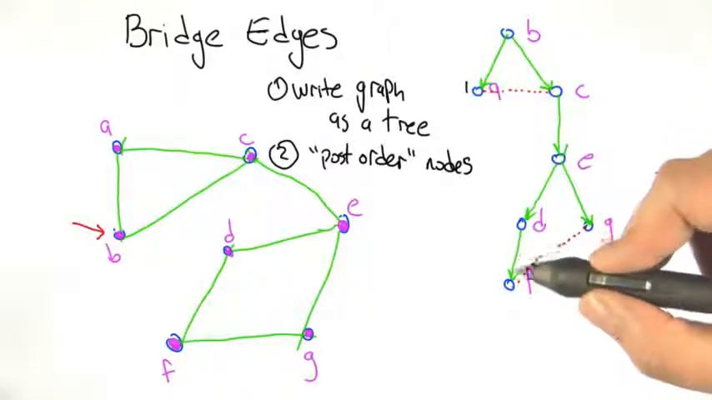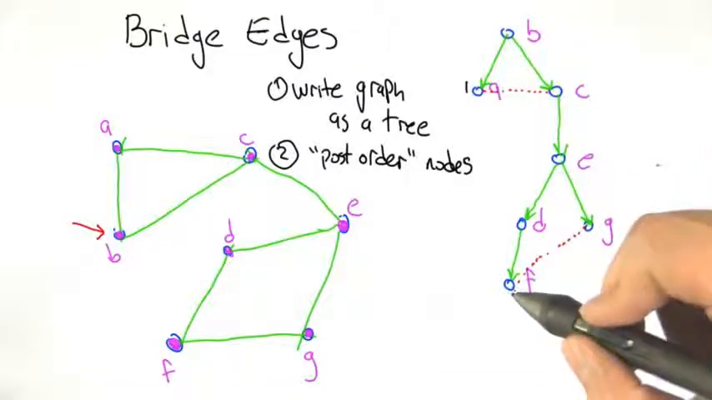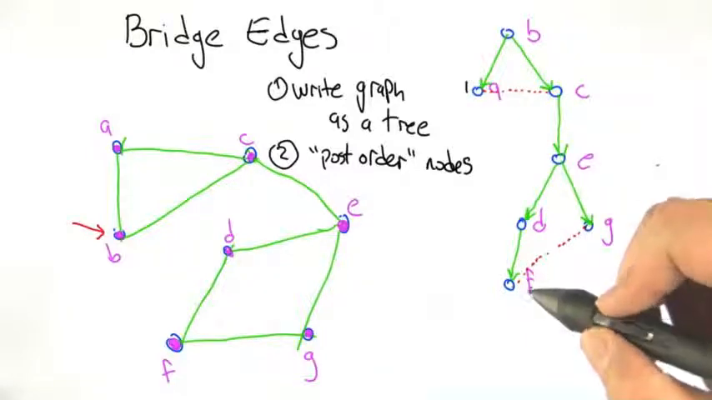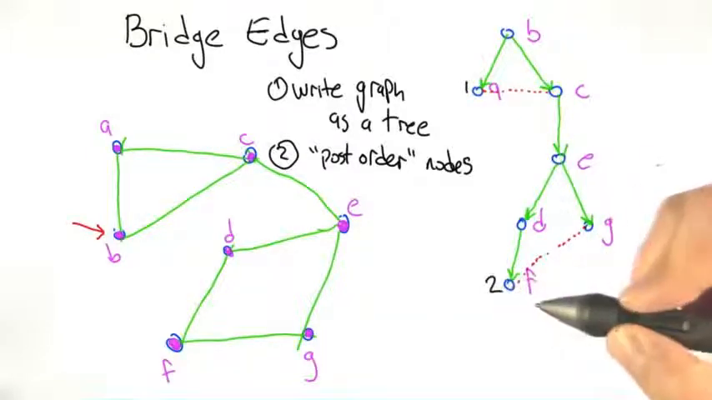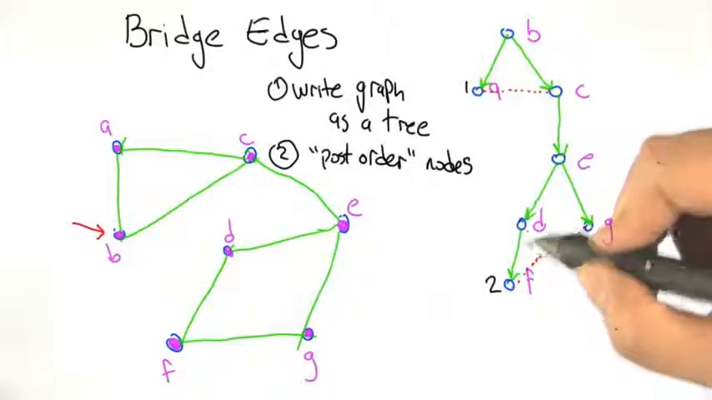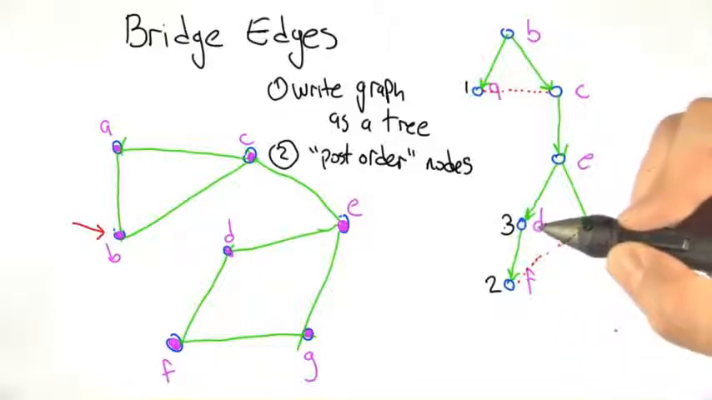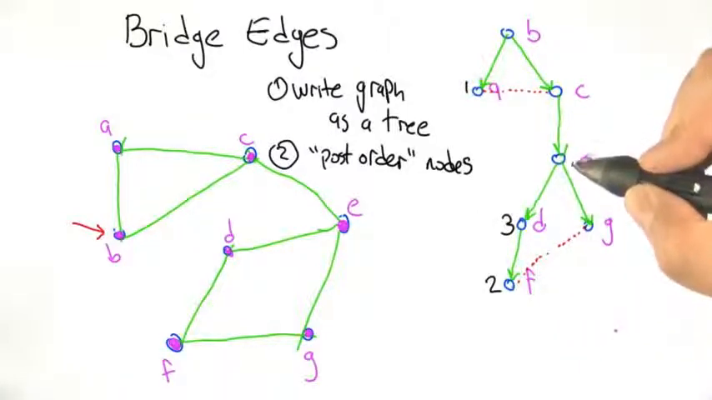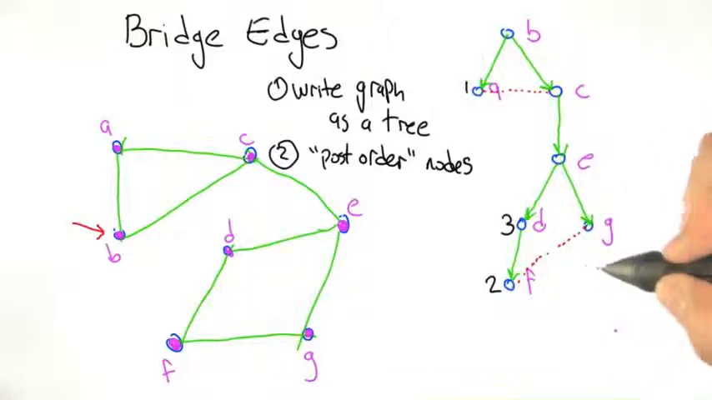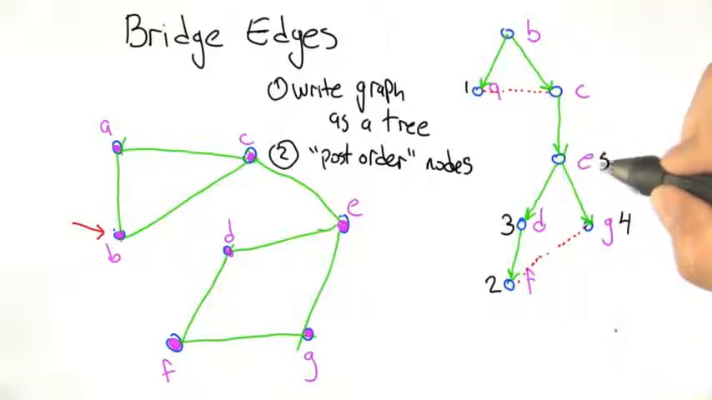D has one child, and that's F. For F to get a number, its children must be numbered, but it doesn't have any children. All right, so F can get the next available number. In this case, it's 2. So now that that's finished, D can get a number because all its children are numbered. So D gets the next available number. That's 3. E still can't be numbered because its children haven't all been numbered yet. We have to go to G first. G has no children, so it can get the next available number. Now E can get a number.